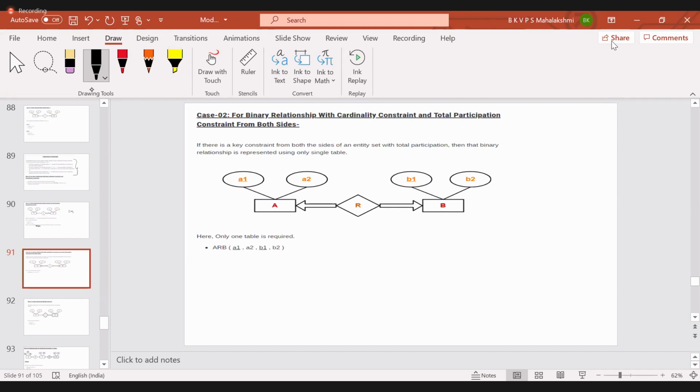Next, if there exists total participation to both the entities, then directly you can take one table, that is ABR, and we have to take all the attributes. So A: A1, A2. Now B: B1, B2. That's it. This is the case whenever we have specified total participation for both the entities.